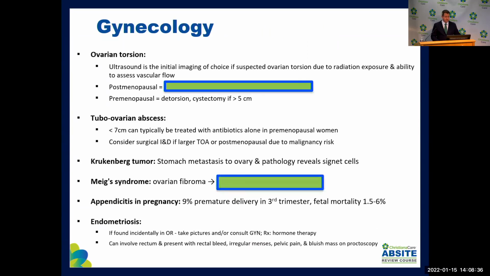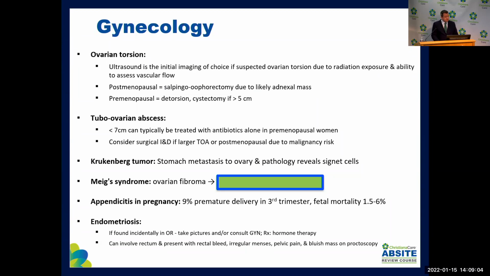Gynecology, everyone's favorite. So ovarian torsion, ultrasound is going to be your initial imaging of choice. Because not only to diagnose it, but also to look at the vascular viability of the ovary as well. In a postmenopausal patient, what's the treatment? Just take it out, right? Salpingo-oophorectomy, and that's most likely because it's an adnexal mass or cancer that's causing this torsion.